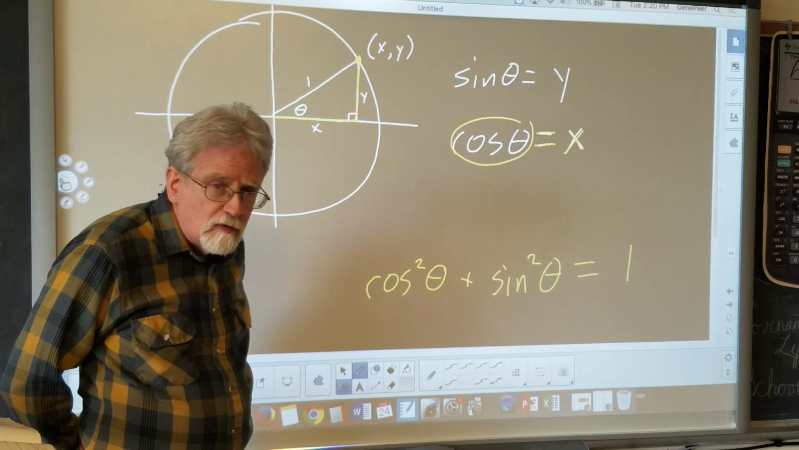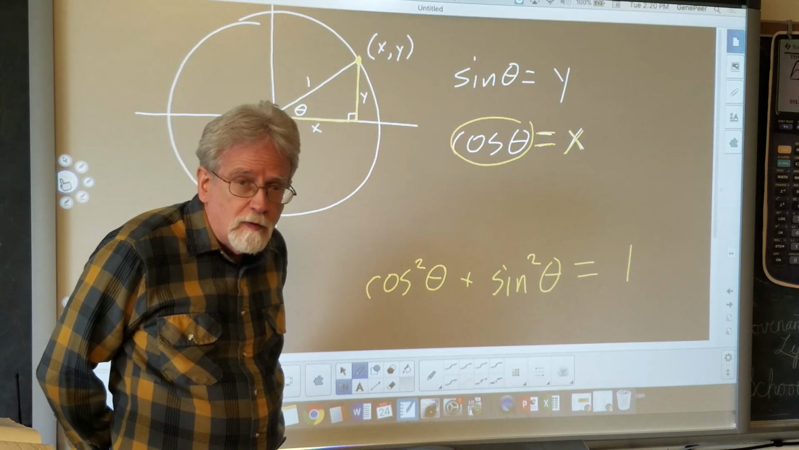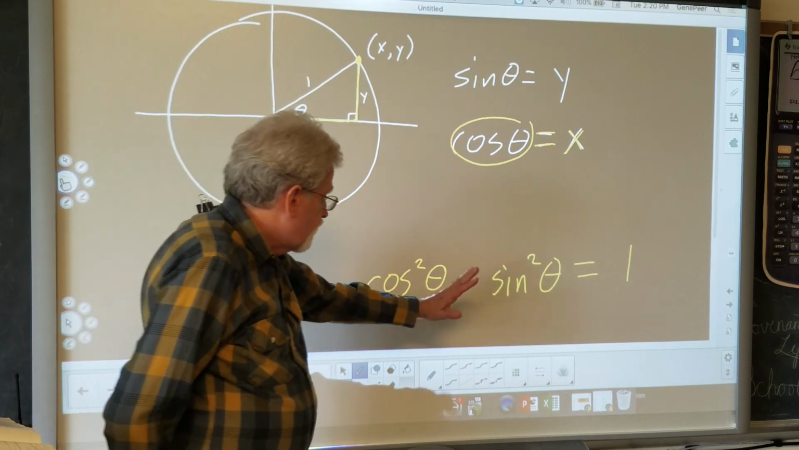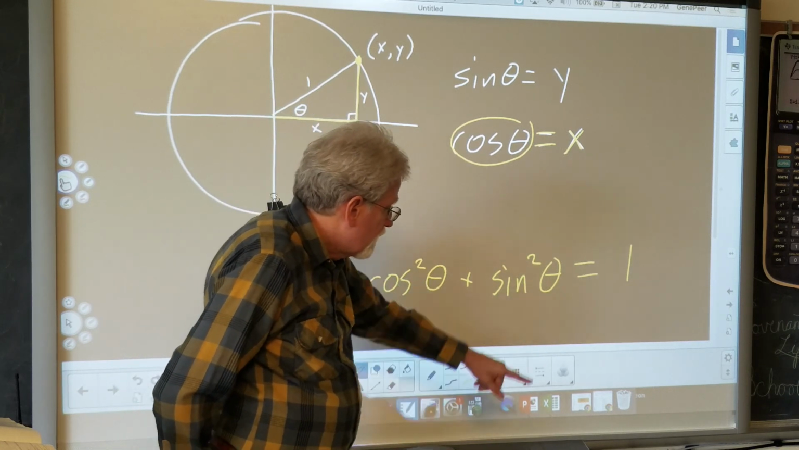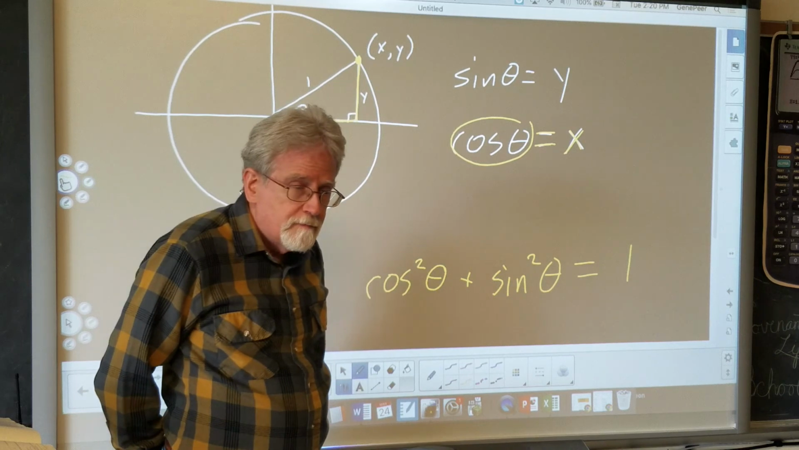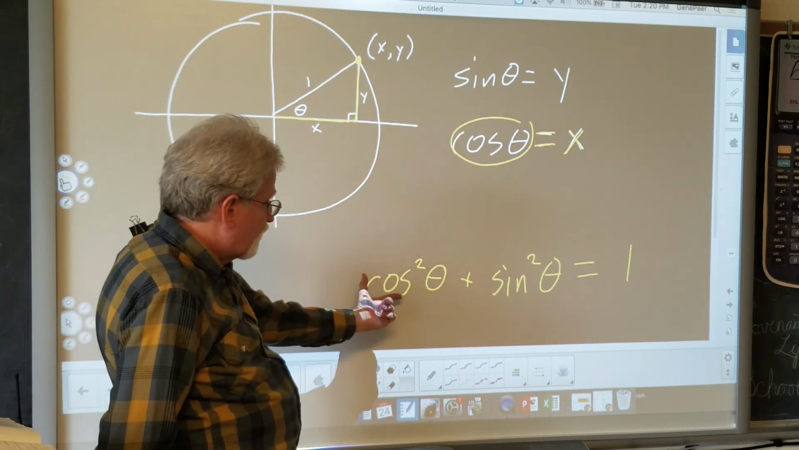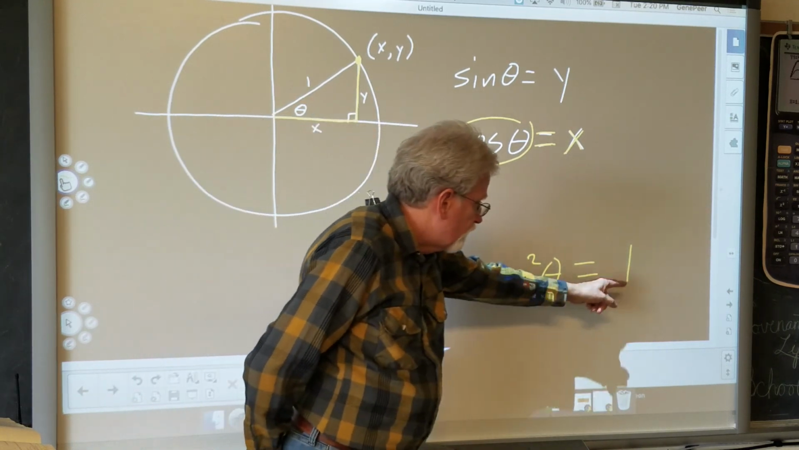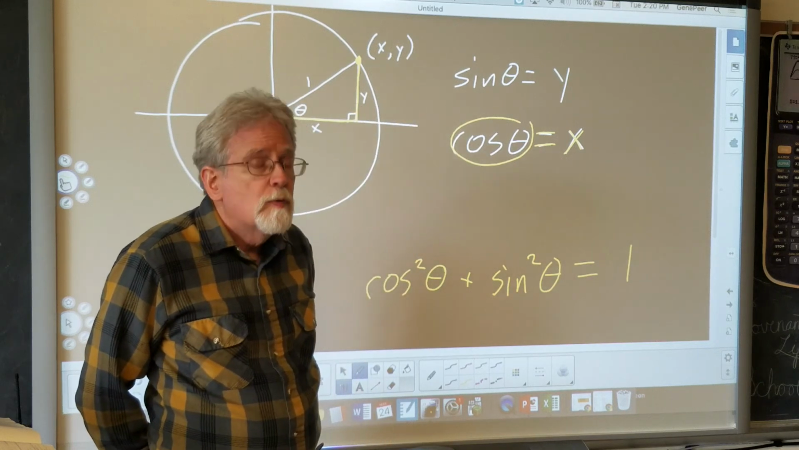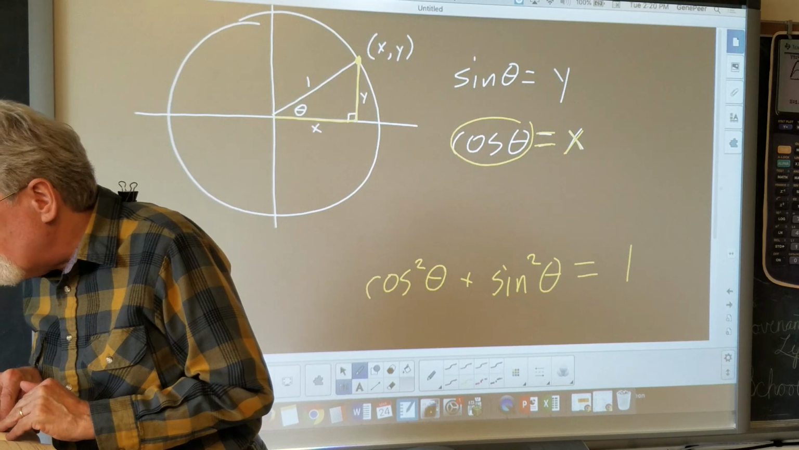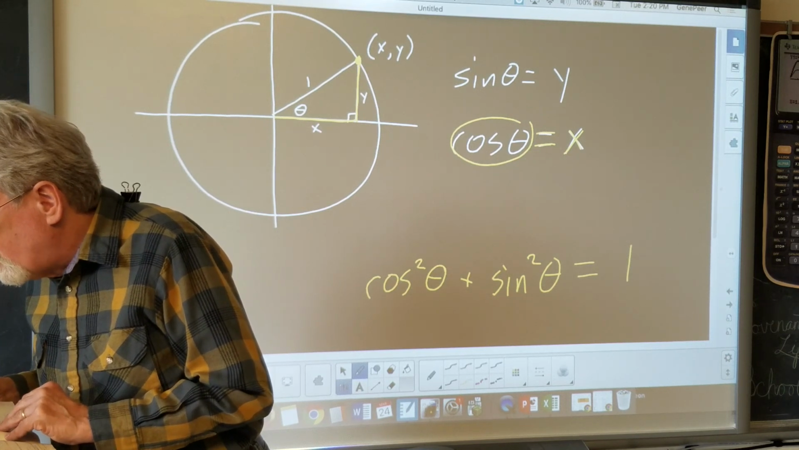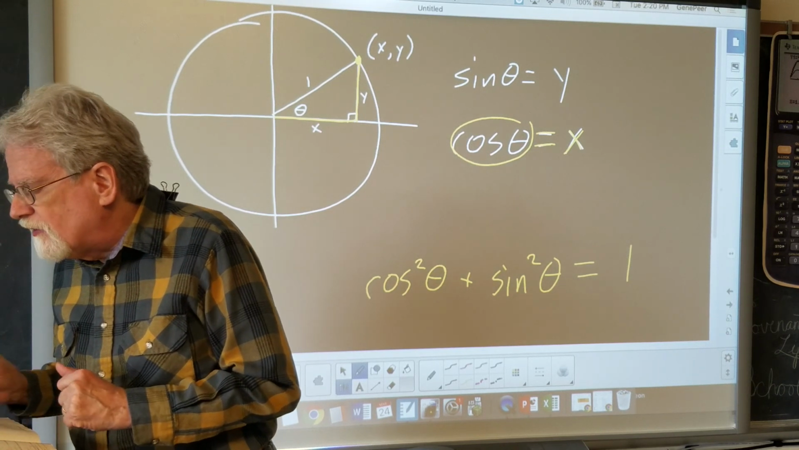You can remember it simply by remembering it's based on the Pythagorean theorem, that would be your a squared plus b squared equals c squared. Or in the case of the unit circle, x squared plus y squared equals 1 squared. Pretty easy to remember. Now, there are times when you'll want other forms of that.